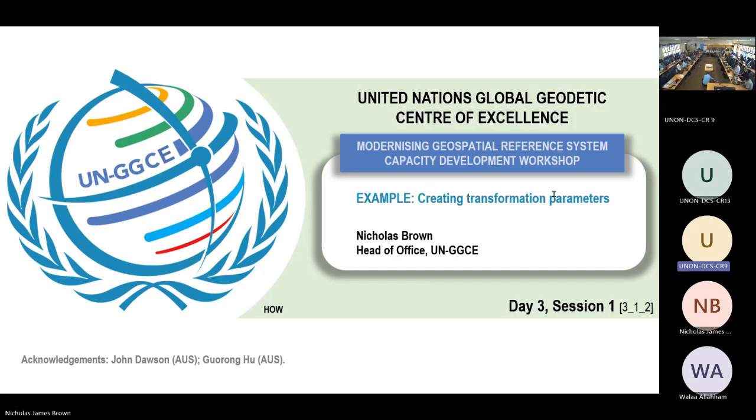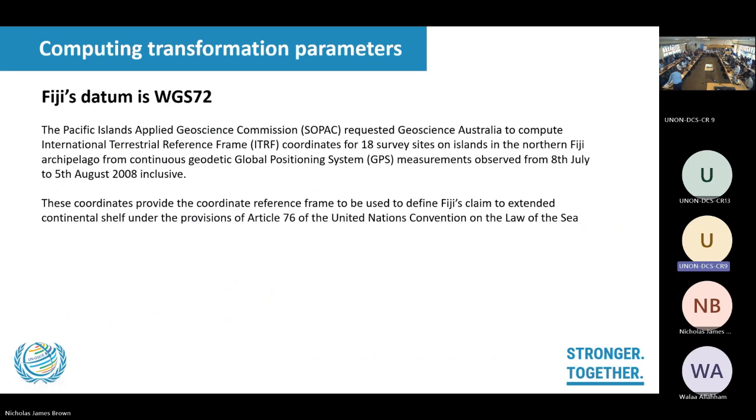Let's have a look at an example of creating transformation parameters. So here's an example where the country of Fiji had a datum in WGS72. This was a precursor to the WGS84 that we've been talking about.